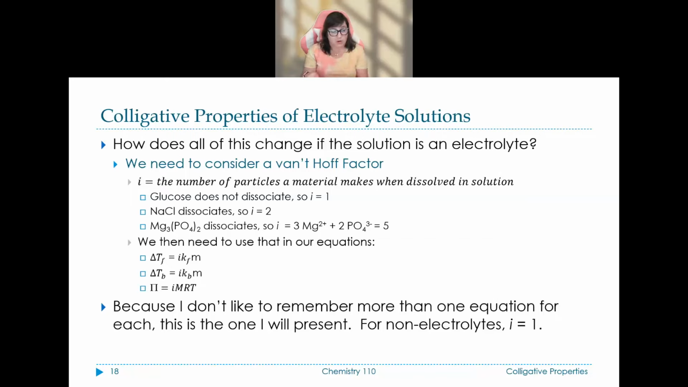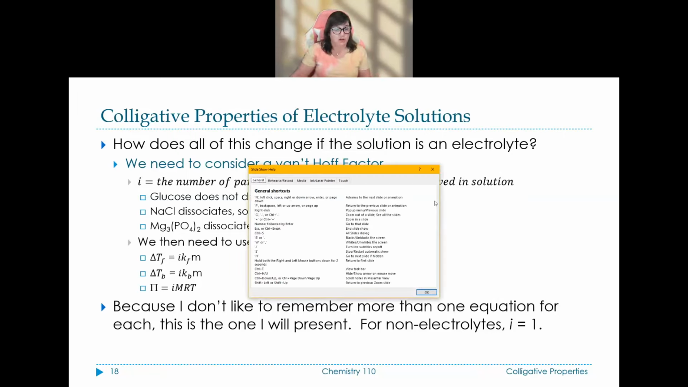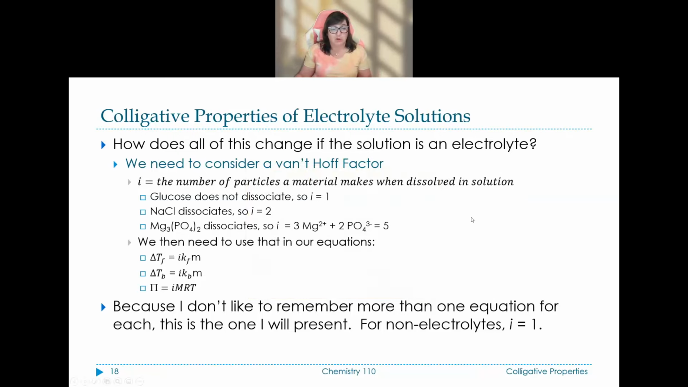NaCl dissociates, however. So rather than being 1, it's going to be 2, because I get an Na+ and a Cl-. If I were to talk about Mg3(PO4)2, I get 3 Mg2+ and 2 PO43-. 3 plus 2 is 5. So i equals 5 in that case.